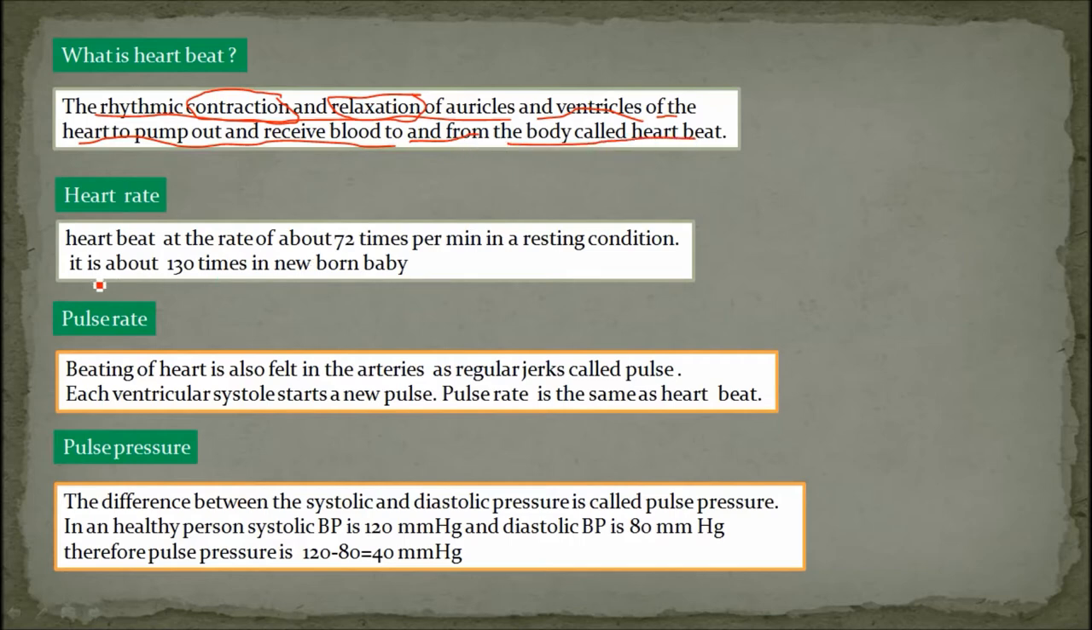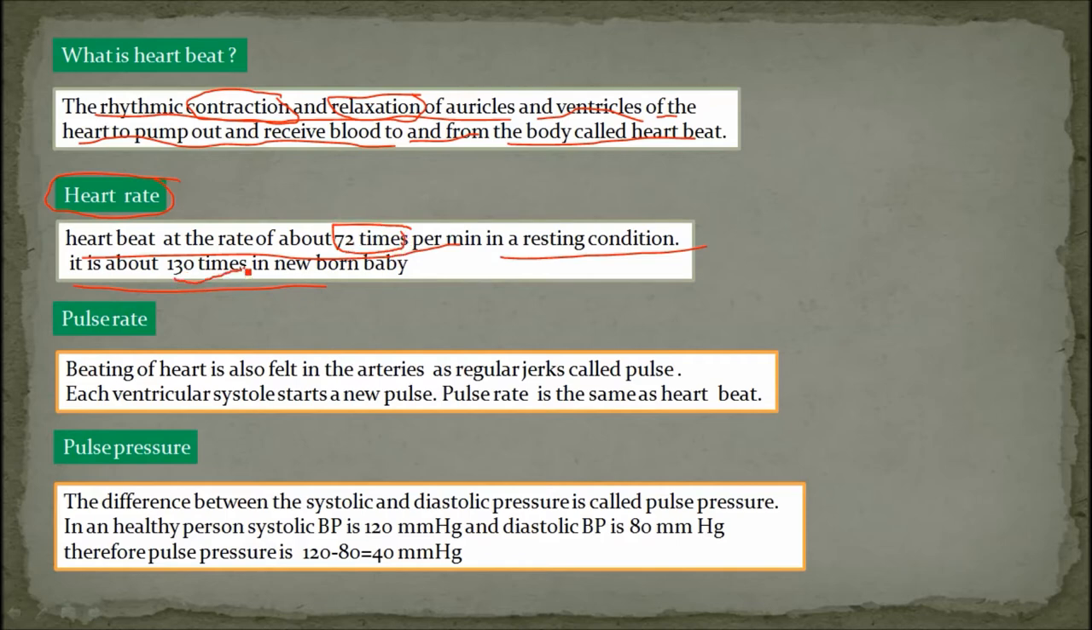Is that clear? Now another term comes: what is heart rate? So friends, heart rate is always related with the heartbeat. Clear? Exactly as we said, the human heart beats at the rate of about 72 times per minute in the resting, normal condition. But it is about 130 times per minute in newborn babies.